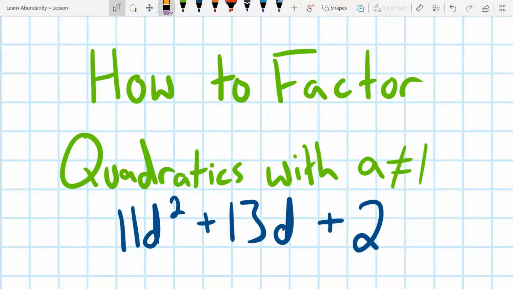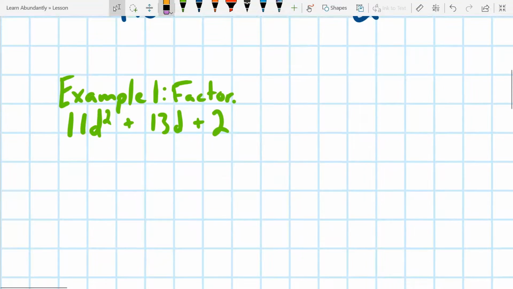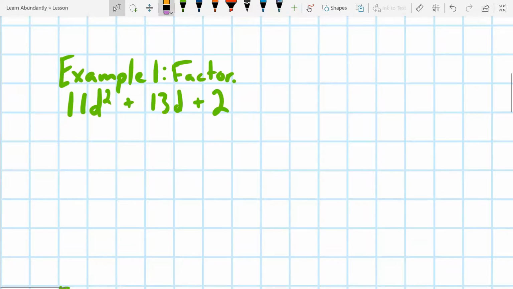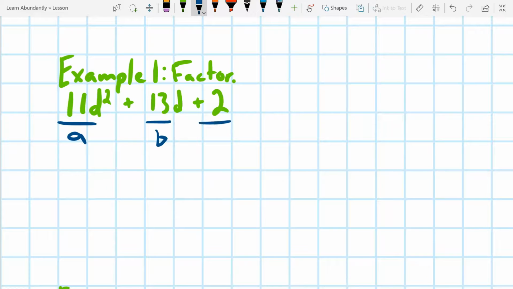Today we're going to learn how to factor quadratics with a lead coefficient that's not 1. So to get started, let's look at one that's not too complicated. But the first thing we're going to notice is that we have a number in front. So I'm going to call that A. We have a second number in the middle called B, and a third number called C.